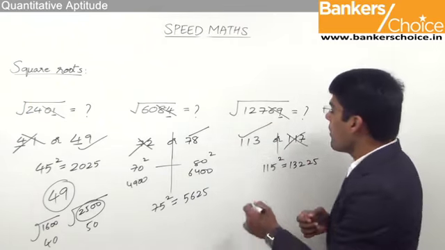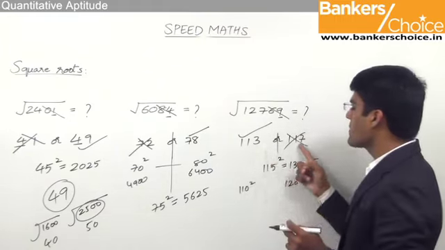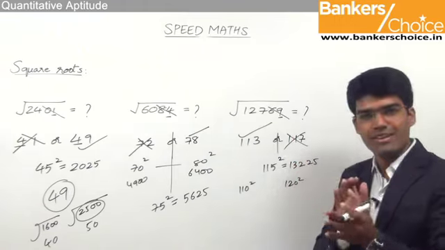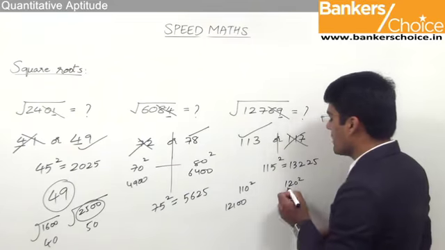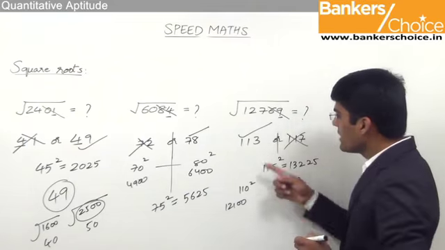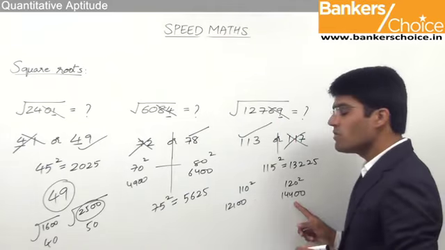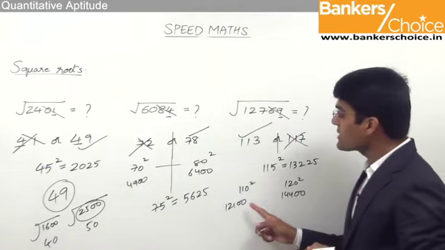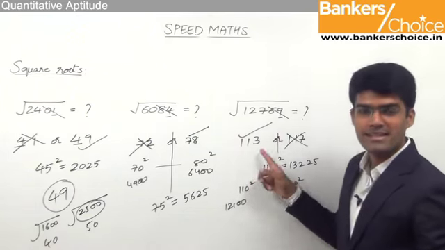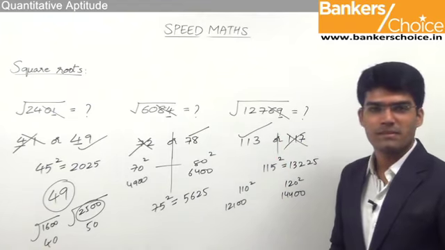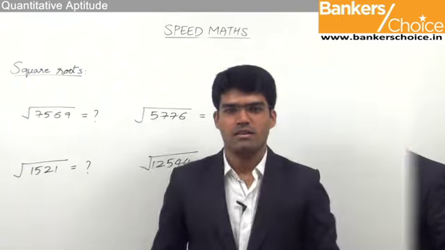Otherwise, we can just see what is 110 square and 120 square. Why? Because the numbers here are 113 and 117. They lie in between 110 and 120. 110 square is 12100 and 120 square is 14400. Clearly 12769 is closer to 12100 when compared to 14400. So the answer has to be closer to 110. What is closer to 110 out of these two? 113. So hence 113 is the correct answer. So this is how you simply apply these three simple steps and get the required answer.